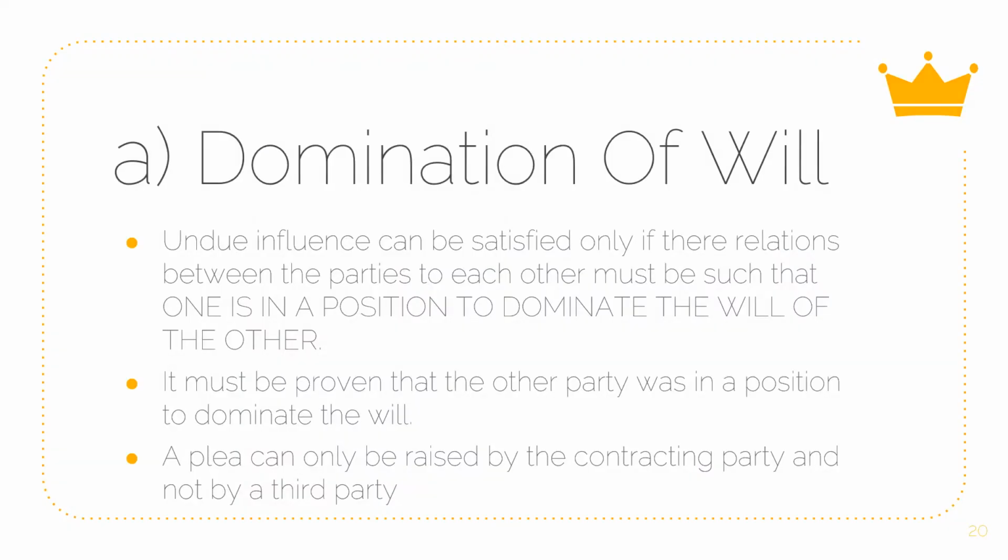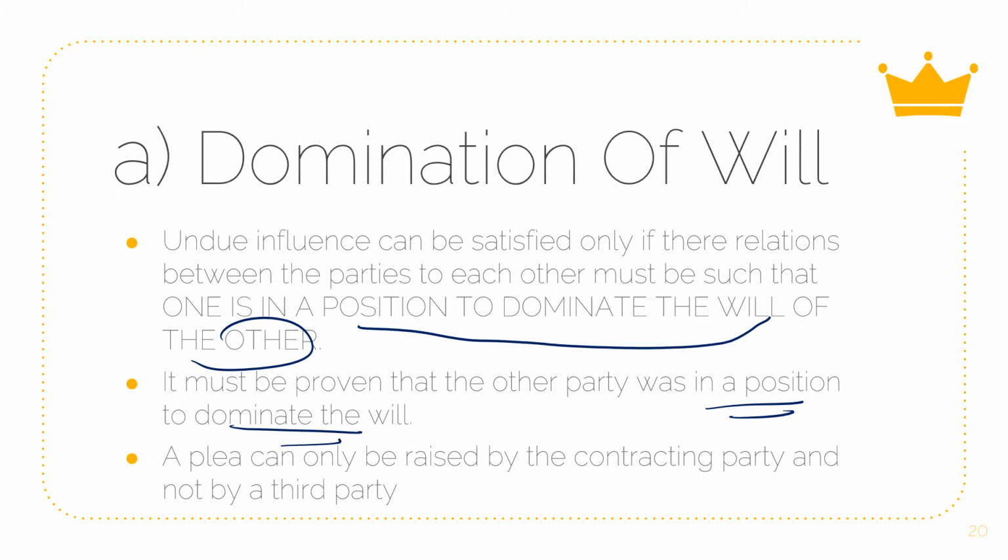Undue influence can be satisfied if the relations between the parties to each other must be such that one is in a position to dominate the will of the other. It must be proven that the other party was in a position to dominate the will. A plea cannot be raised by a third party. It can only be raised by the contracting party only.